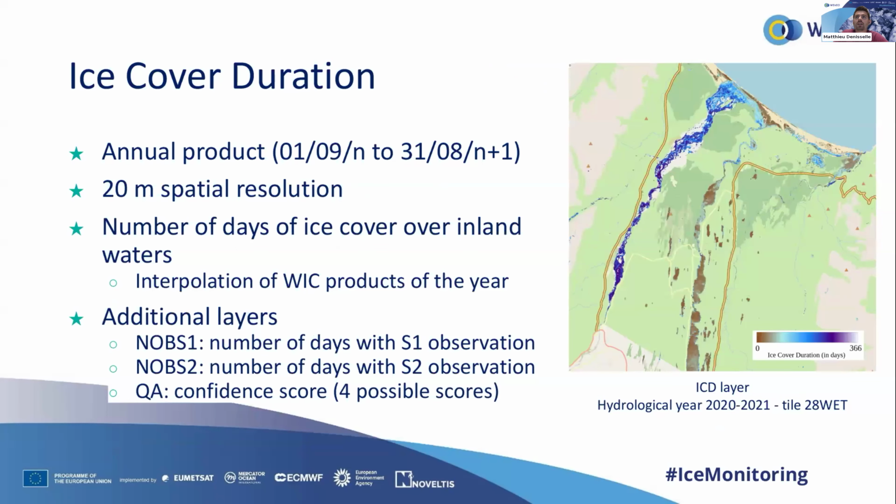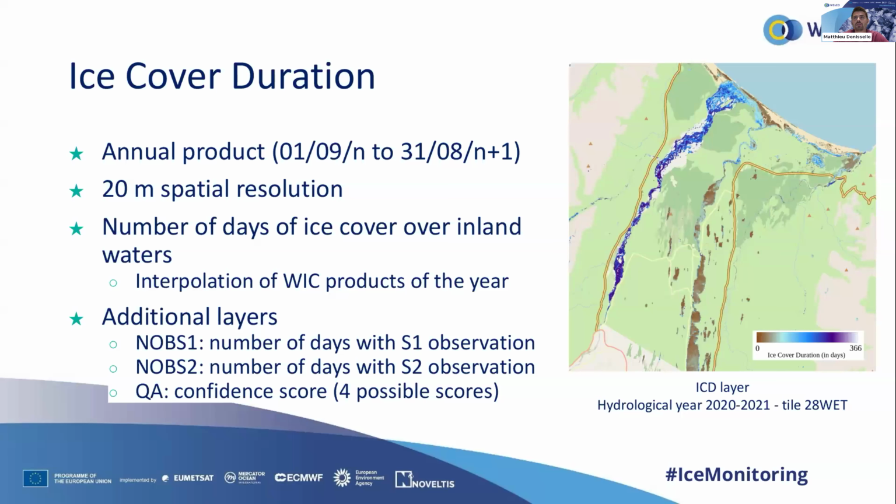Then I will show you this ice cover duration, which is an annual product, which is computed on a hydrological year from the 1st of September until the 31st of August of the next year. So it's not calendar year, it's hydrological year. This product has a 20-meter spatial resolution, and it gives you the number of days of ice cover over inland waters. As you can see on the image, it's a number between 0 and 366.